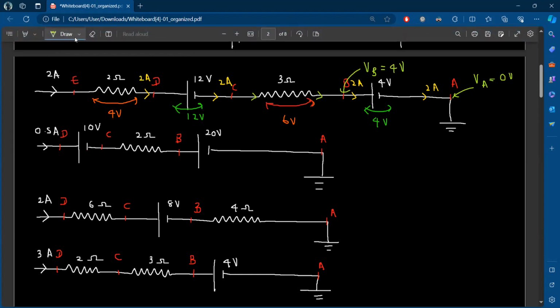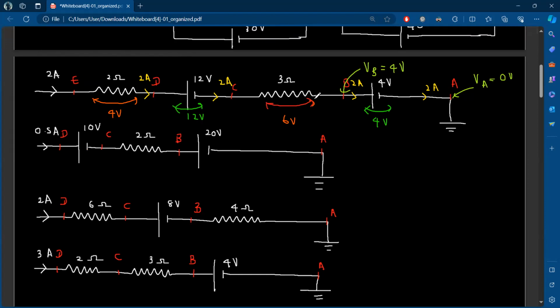Clear, sir. Okay. Then the first meeting point is the older one. The second meeting point is the younger one. What is the age of the younger one? 4 volts. So what is the age difference between younger and older? 6 volts. What is the age of this point? 10 volts. So VC is 10 volts.